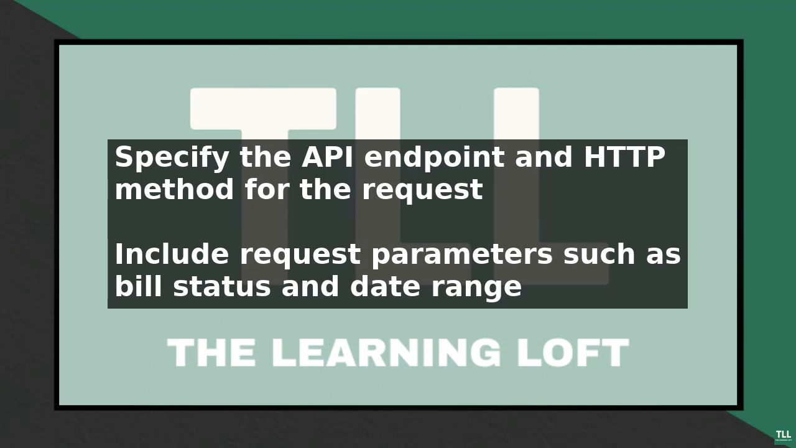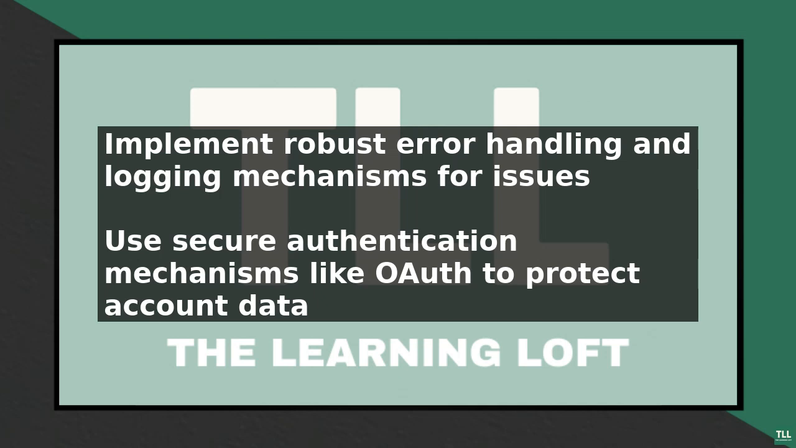Best practices for configuring Bill.com API include using secure authentication mechanisms, such as OAuth, to protect sensitive account data. Additionally, developers should implement robust error handling and logging mechanisms to ensure that issues are detected and resolved promptly.